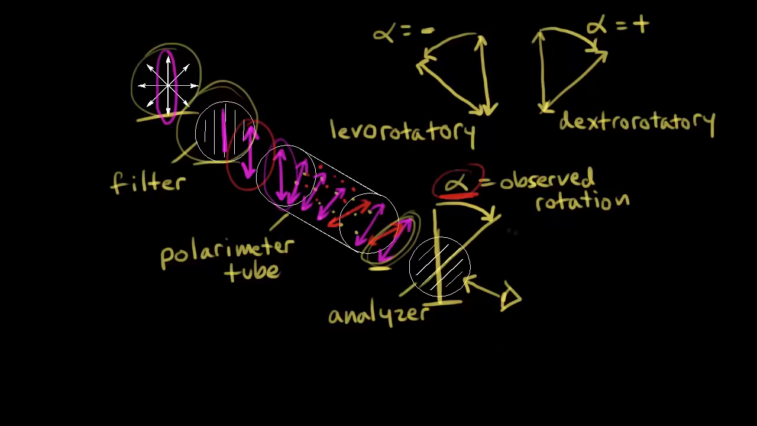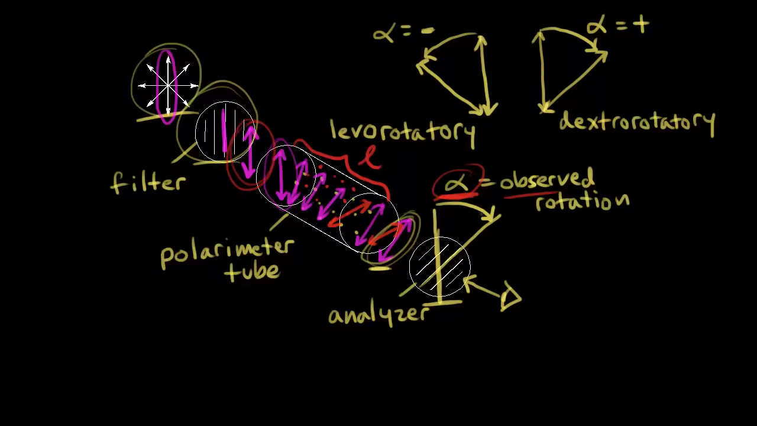It turns out if you double the concentration, you double the observed rotation. You can also change the observed rotation by changing the path length, by changing the length of this tube here. So I'll call that length L. If you hold the concentration constant and you double the path length, you double the observed rotation, because that means that your light is running into more molecules because your tube is longer.